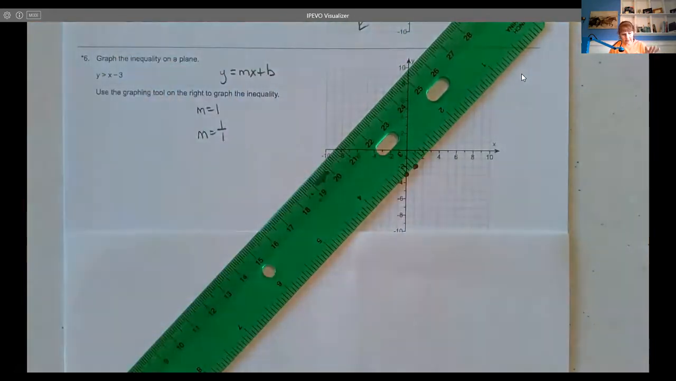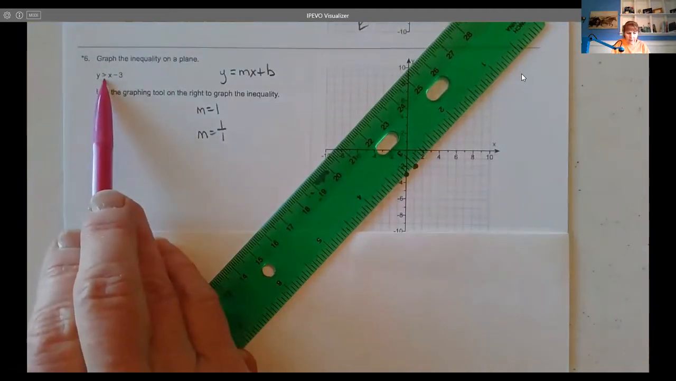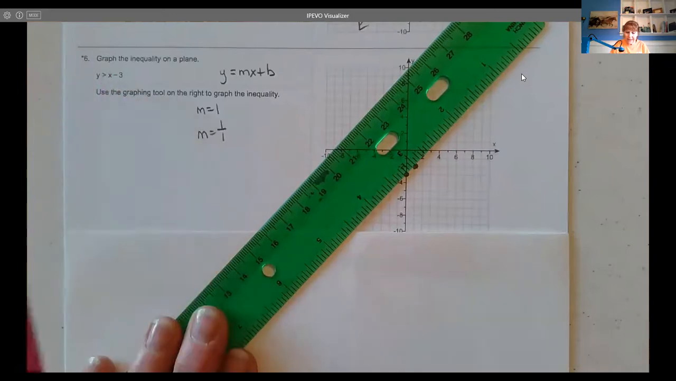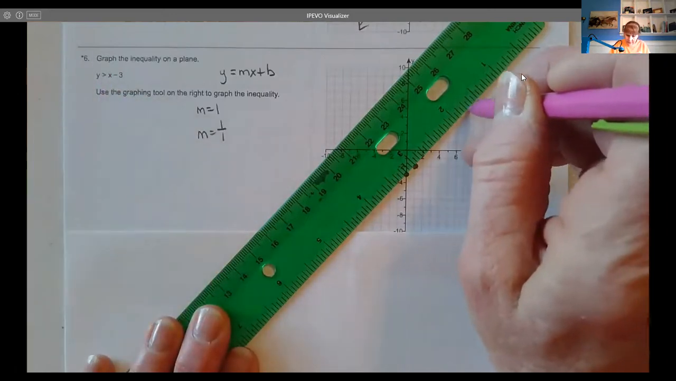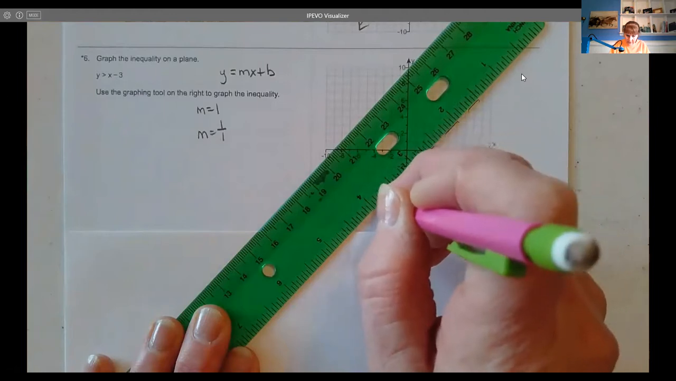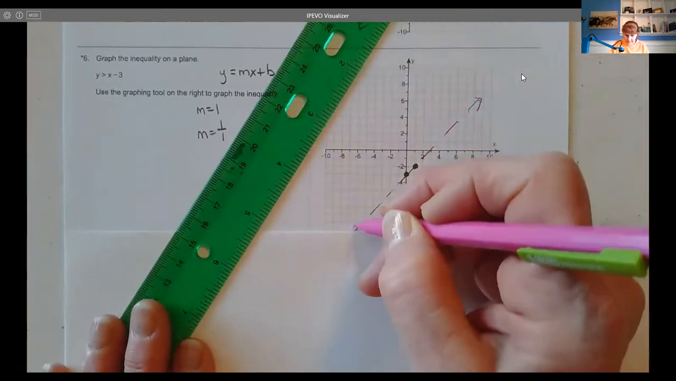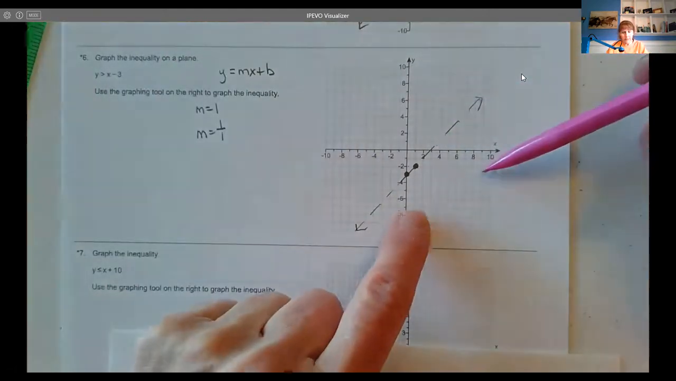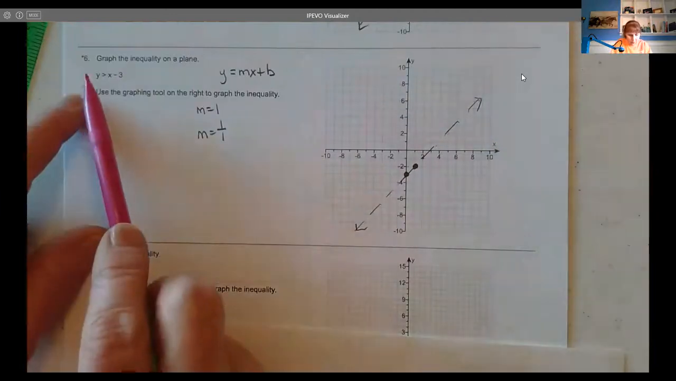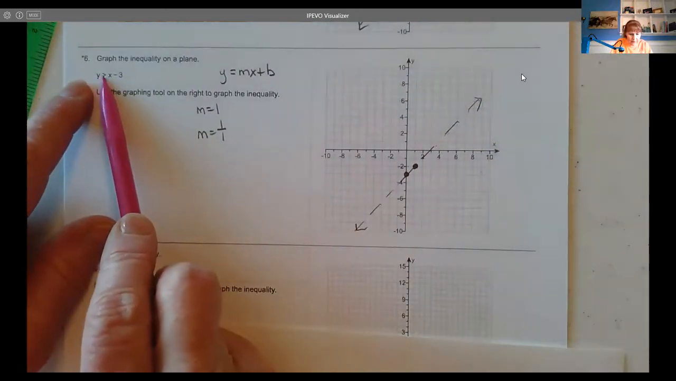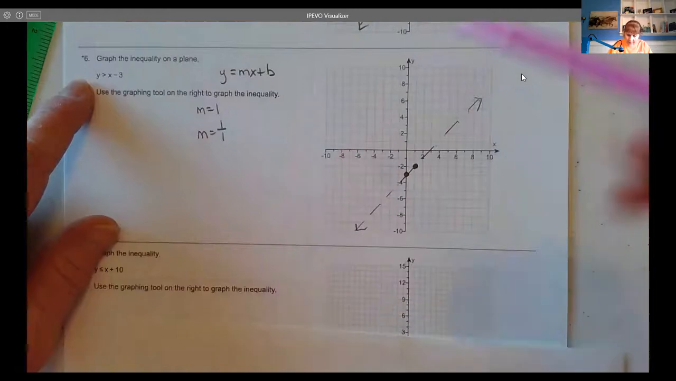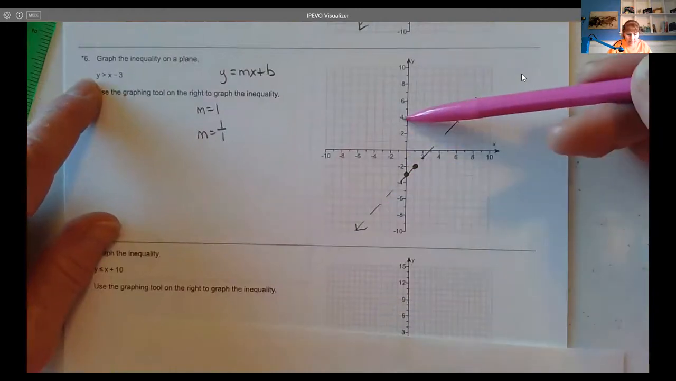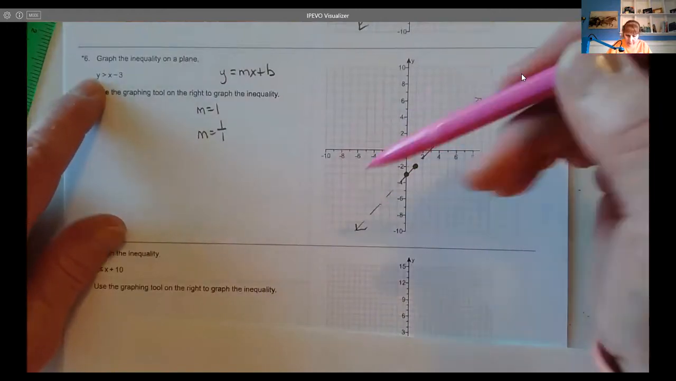Now before you connect it, is it dashed or solid? You do have to look at the inequality. Without that equal sign under there, it's dashed. That means the solution is not found on the line itself. Where are the solutions? They're not on the line, we know that. So where are they? Are they above or below? Looking at this, we need the y values that are bigger than the line. So y values bigger than the line are above the line. The greater is going to be above.